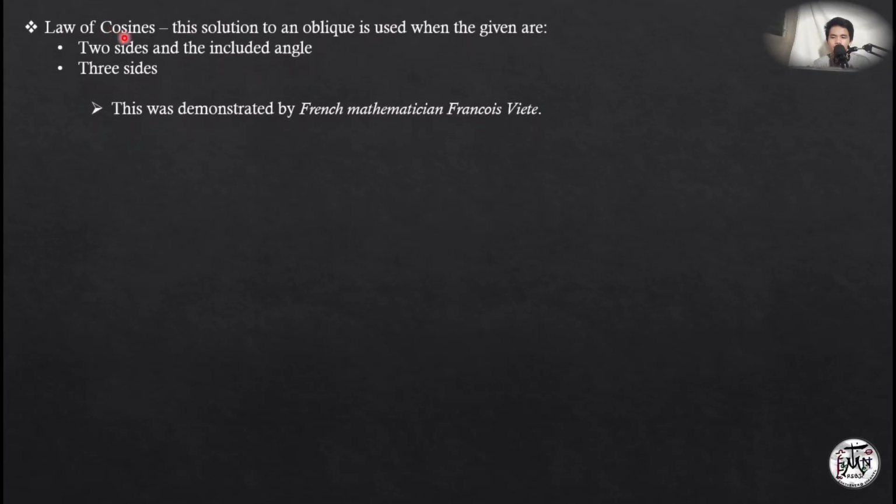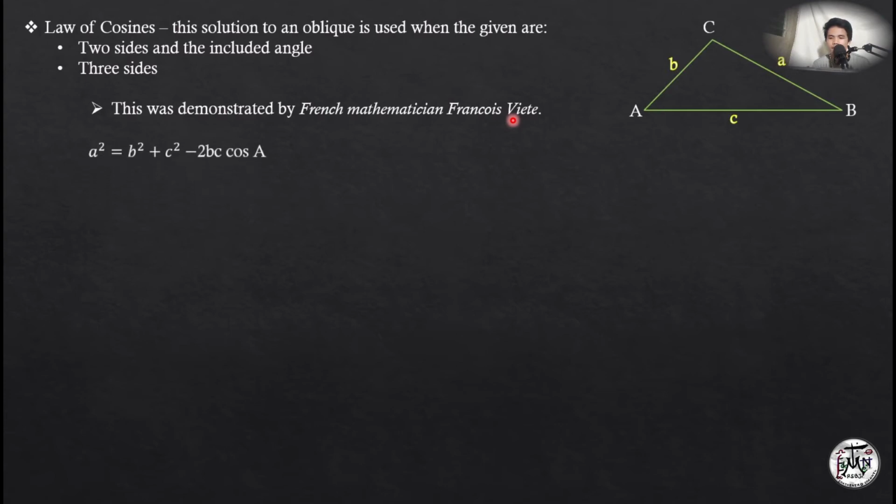Okay, next, law of cosines. The solution to an oblique triangle is used when the given are two sides and the included angle, or three sides. This was demonstrated by French mathematician Francois Viete. So this is the angle also. So this is the formula.